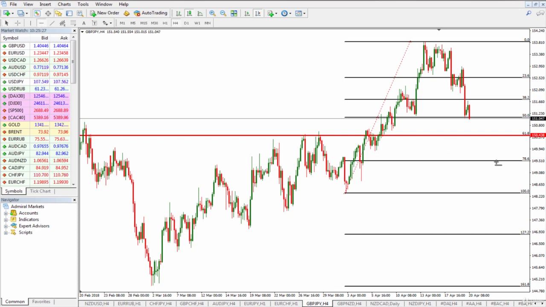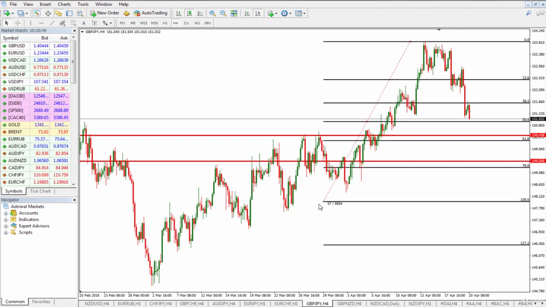I will also mark this second level, 78.6. Although we can see right away that this first level is better compared to the second level, primarily because of these tops. These three tops are located on the first market line, while this second level has been breached many times. Okay, let's move on.